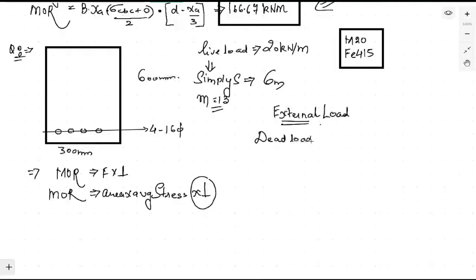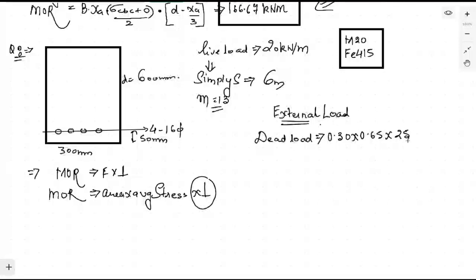The dead load, let's say that the effective cover is 50 mm. The effective depth is given to us as 600 mm. It means that the dead load you will calculate, then the total section will be of 300 by, this is 600 plus 50, this will be 0.65, into the unit weight of the concrete. This will be the total dead load.